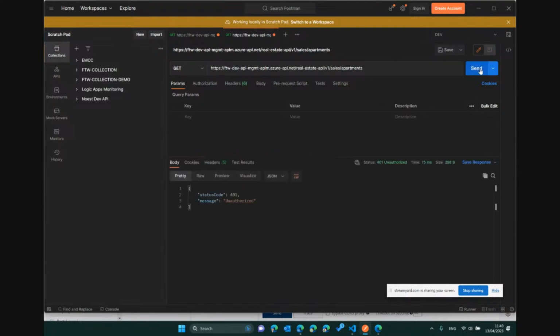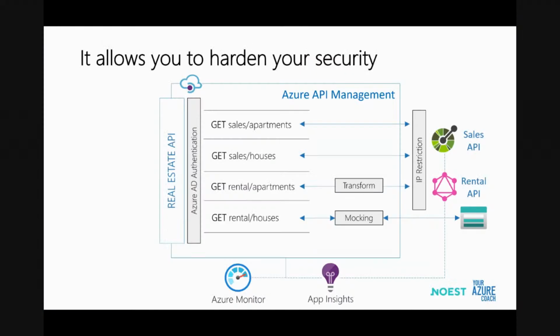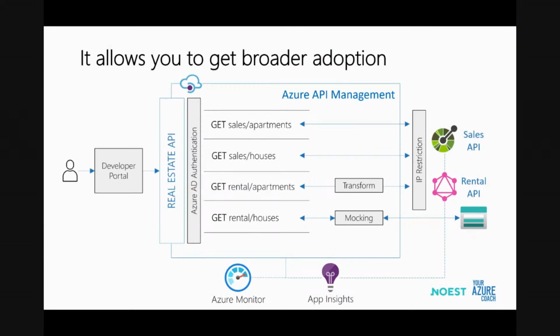We should get an unauthorized because I don't have an authorization header. Of course, I can create my own authorization header, but maybe I can do it differently. I can go through the developer portal of Azure API Management. It has a developer portal. It's not that fancy, just a starting point. But it allows the consumers of your API to discover the APIs they have access to. They can browse them and they can even test those APIs.